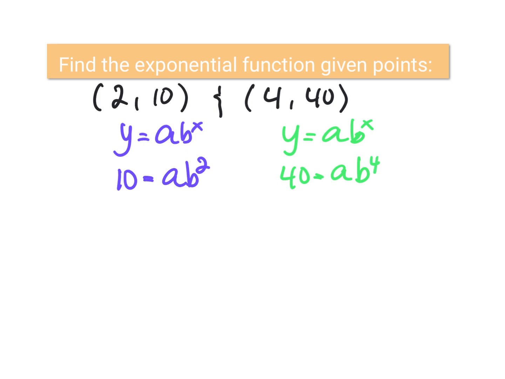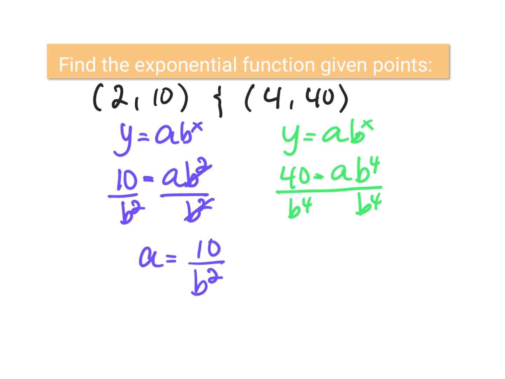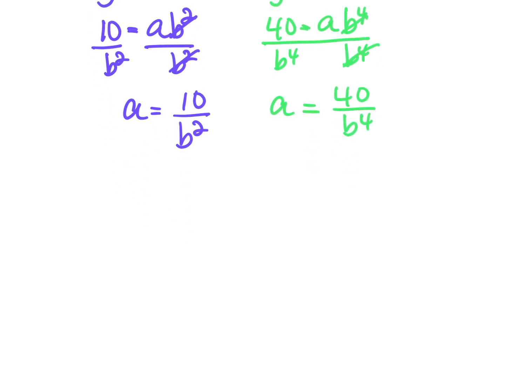Now what I'm going to do is solve for a. Solving for a, I'm going to divide both sides on this side by b to the 4th, and on this side, I'm going to divide both by b squared. Okay, cancel this out. So what is left in here now is a is equal to 10 over b squared. Here, if I cancel these two, what is left is a is equal to 40 over b to the 4th. Okay, since they are both a, we're going to equate both of them. 10 over b squared is equal to 40 over b to the 4th.